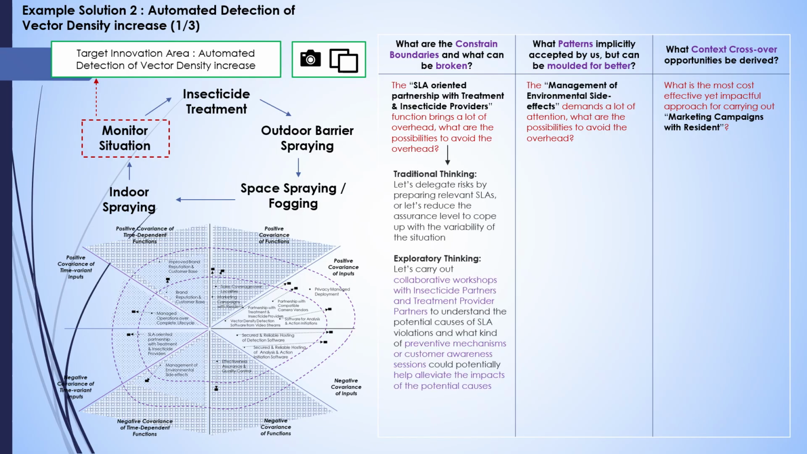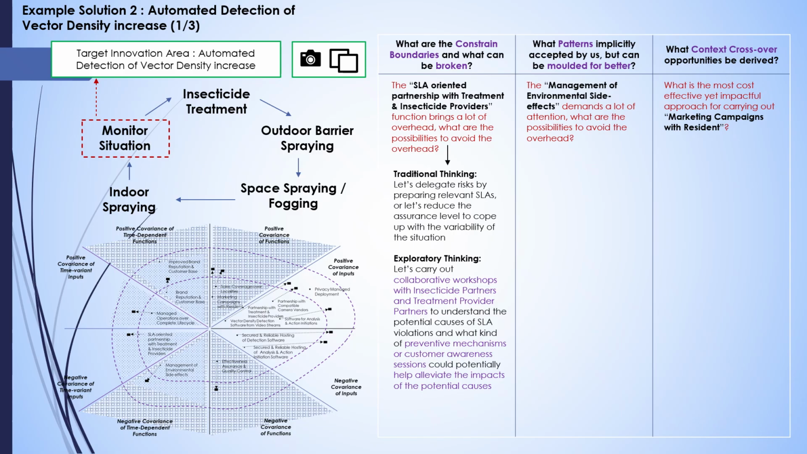Start with SLA-oriented partnerships with treatment and insecticide providers. The traditional response is familiar: draft tight SLAs, assign penalties for violations, and if the complexity gets too difficult to manage, simply reduce the assurance level to match what partners can realistically deliver. Risk delegated. Problem managed but not solved.